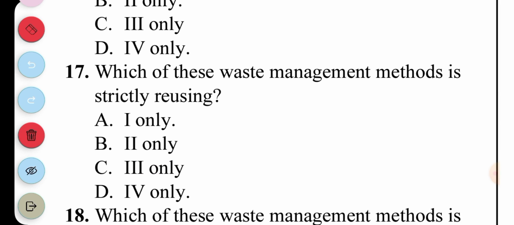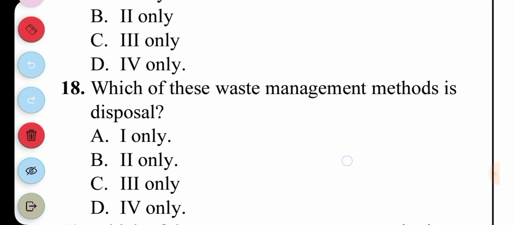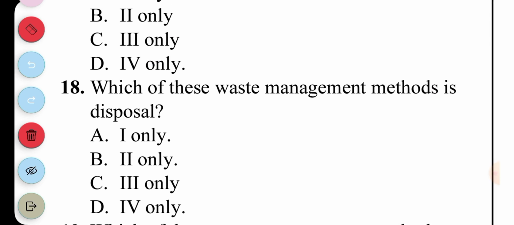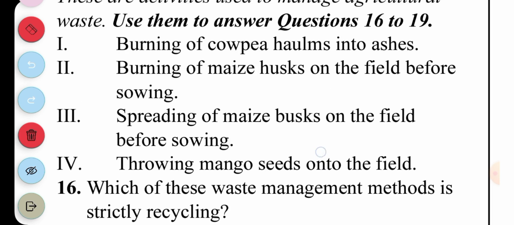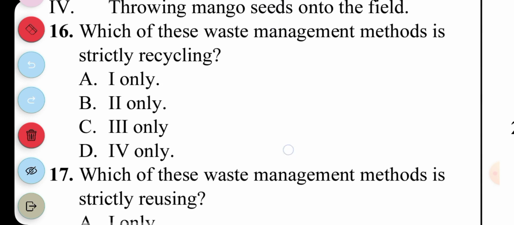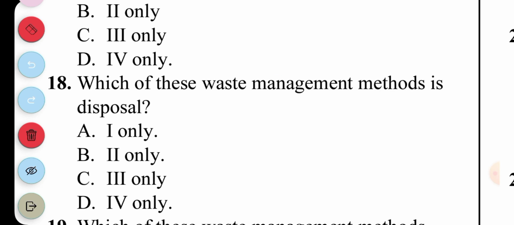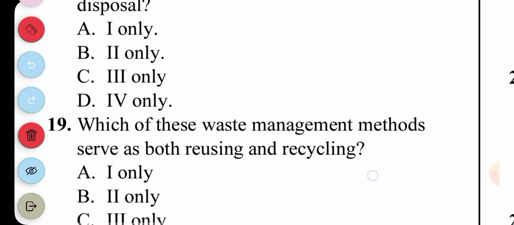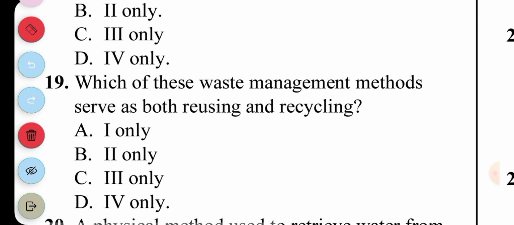18. Which of these waste management methods is disposal? Disposal. So let's go. Disposal. So looking at all of them, the one that has to do with disposal is IV, throwing maize seeds onto the field. You are disposing them off. So the answer to question 18 is D. Then 19. Which of these waste management methods serve as both reusing and recycling?